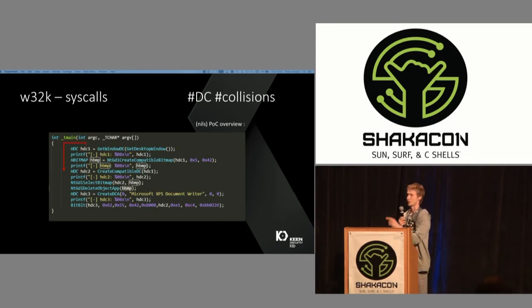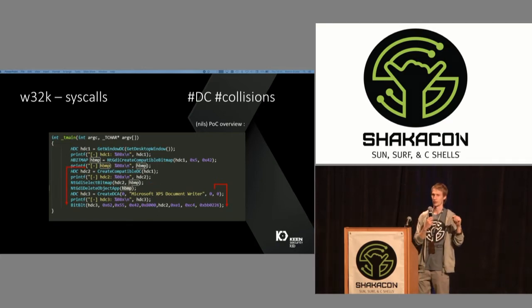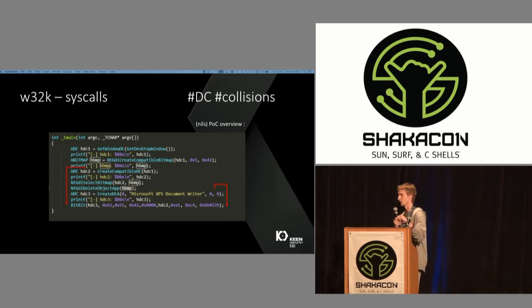And also this first DC is forwarded to creation of another DC, and the previously created bitmap is selected to this second DC, which was just created. And at the end, an operation is provided which works on both DCs, and that involves also the bitmap and multiple connections between those objects.